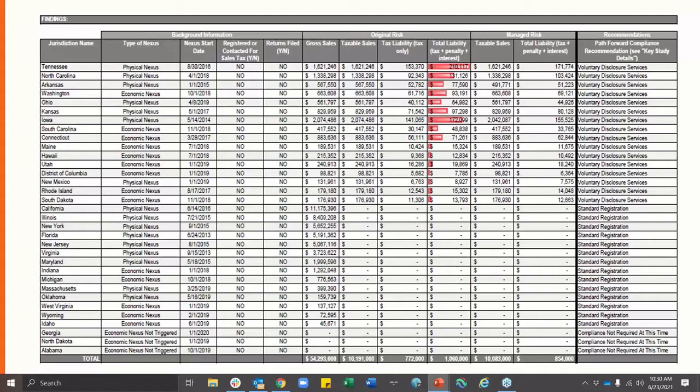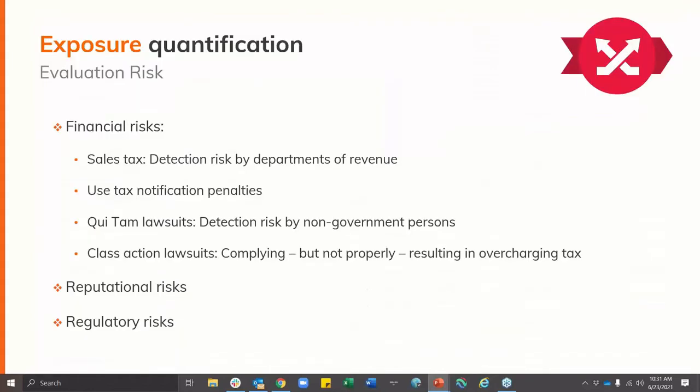Right, so all we ask you to do is to say, if somebody's saying, let's do you a sales and use tax voluntary disclosure, your question then needs to be, what about the other taxes? Okay, and just to make sure that that is being looked at, okay? So part of exposure quantification is your evaluation of risk, right? So, what's the detection risk by the Department of Revenue? What does that really mean?